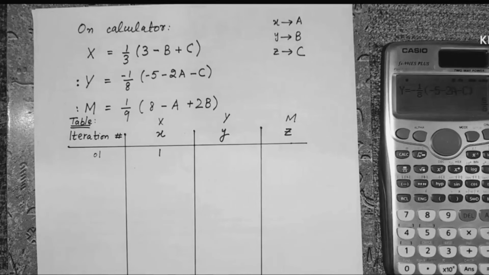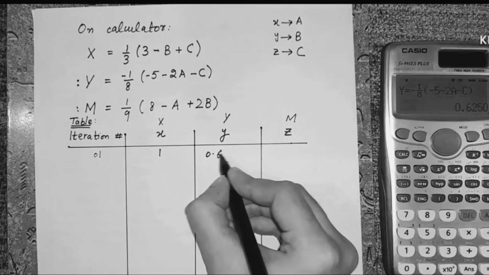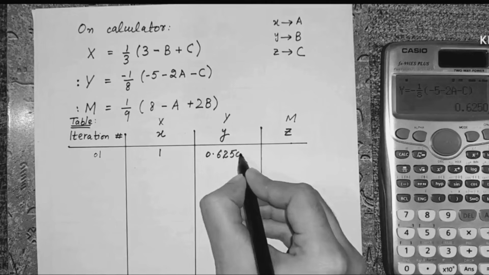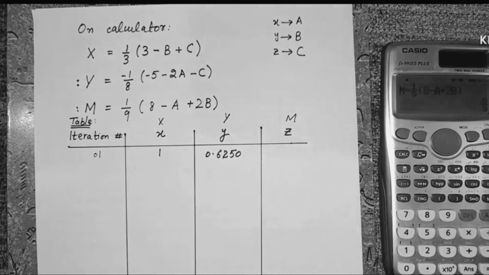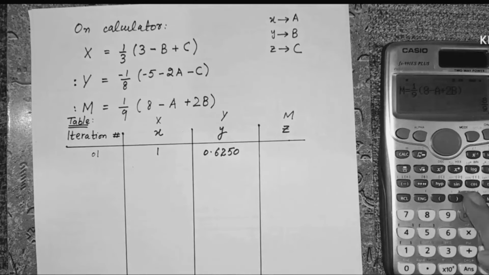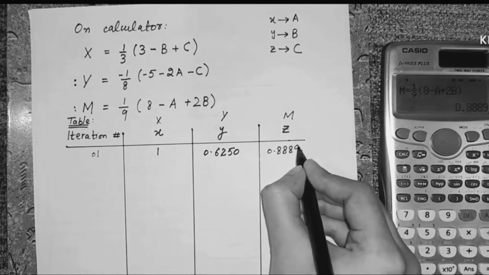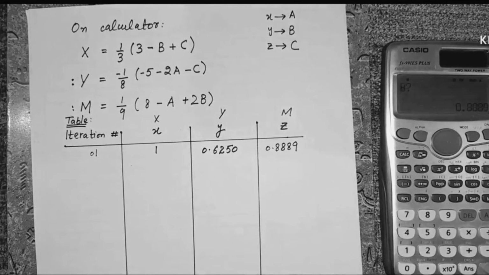Press equal to. y value is 5 over 8. This is a fraction. We can turn it into decimal places by this button. So our value is 0.6250. Let's write it down. 0.6250. And the value of m, as we know that we have assigned z to m, the value is 0.8889. Now press equal to.